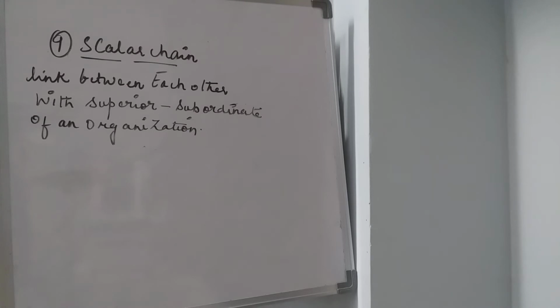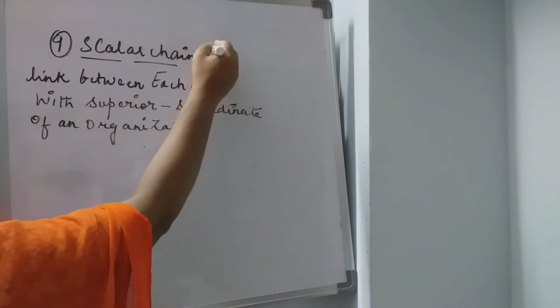And this scalar chain suggests that each communication going up or coming down must flow through each position, and that too along the line of authority. That means the line of authority from the manager level to the employees level. And for this purpose, Fayol has suggested a gang plank. It is called a gang plank.